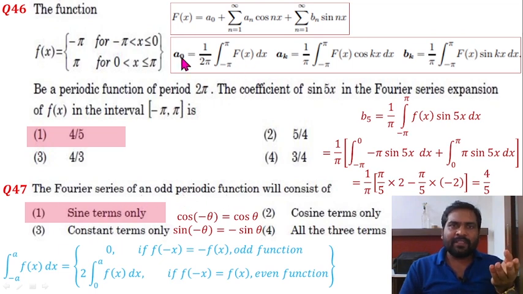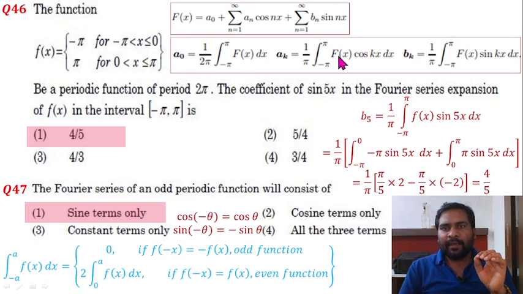For an odd function, this term is going to be 0, because integration from minus a to a f(x) dx, for an odd function, is going to be 0. For an even function it will survive and equal 2 times integration 0 to a f(x) dx. For a periodic function to be odd, this term is going to be 0. And cos function is an even function, f(x) into cos is going to be an odd function, then again this term is going to be 0.